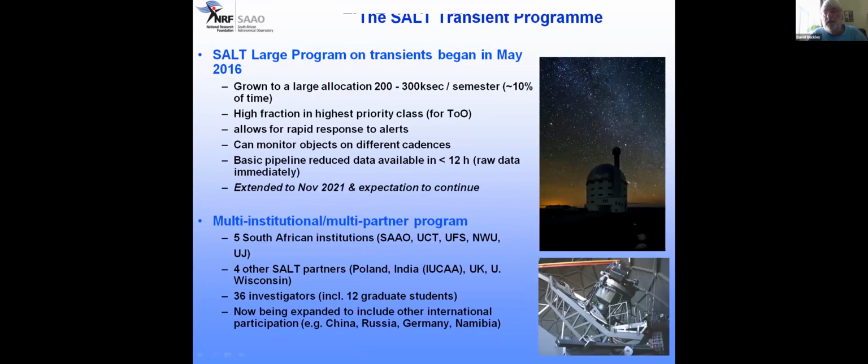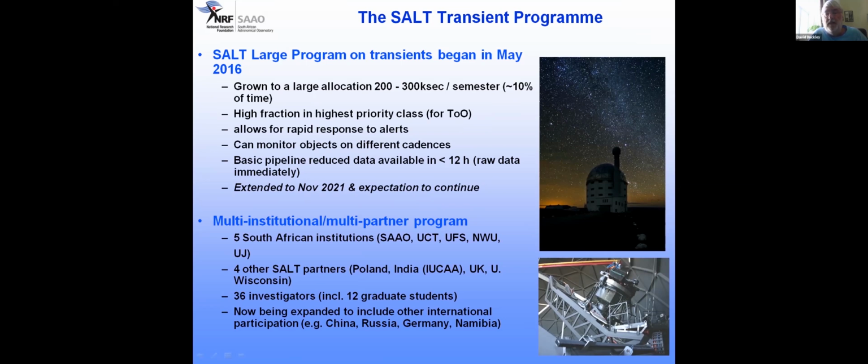And then the program itself, I'll just briefly summarize. It's grown into quite a large allocation in each semester, typically now up to 300 kiloseconds. And it has a large fraction in the highest priority, what's called P0, the high priority class, because a lot of these need target of opportunity override to get immediate results. And so the program, as I say, has been running since 2016.